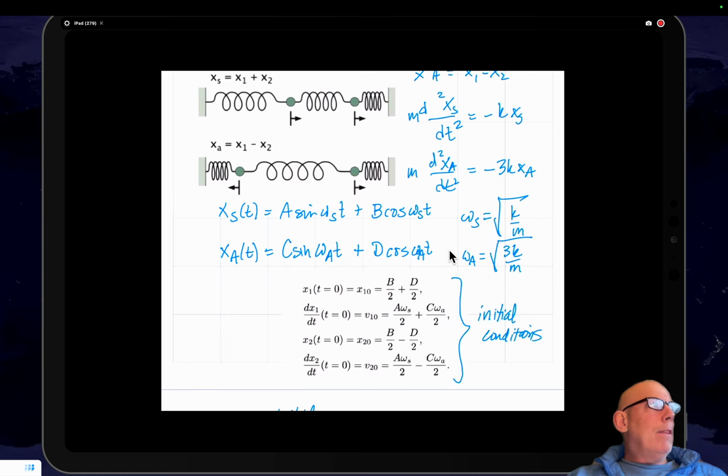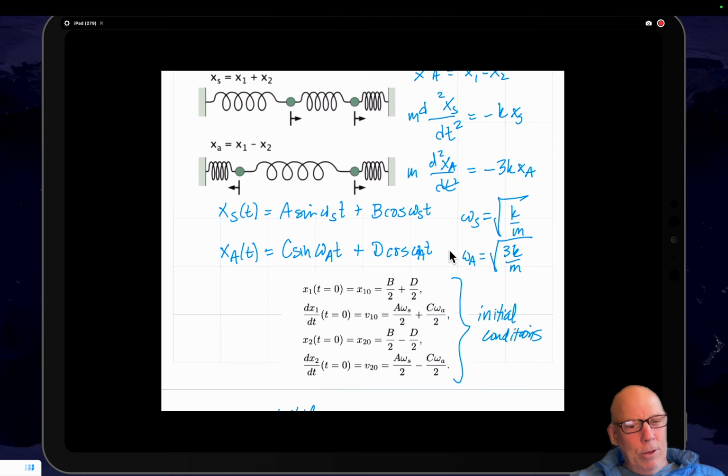What do I mean by the initial conditions? There are 4 of them. I need to tell you what the initial position of the two masses is and what the initial velocities of the two masses are. And if I do that, then I know everything that I need to know. You might note that these are initial conditions for x1, x2, and dx1/dt and dx2/dt.